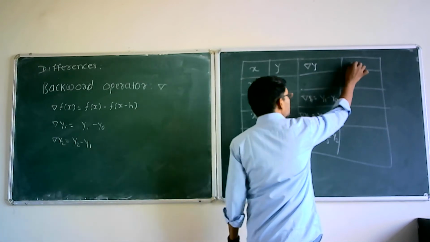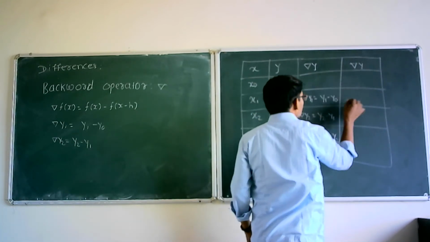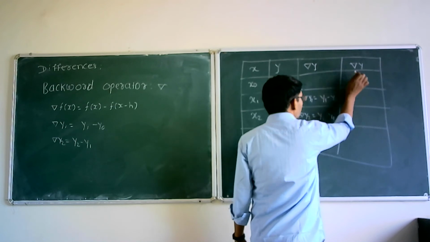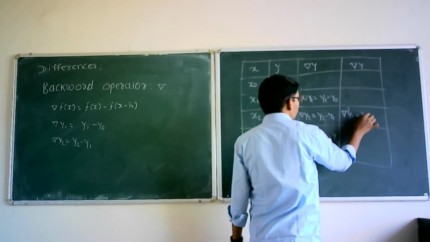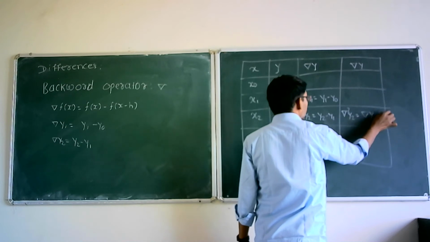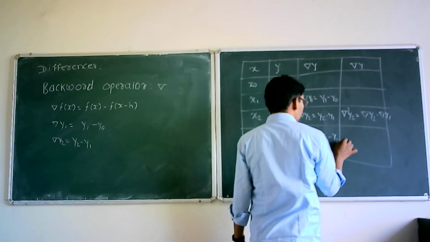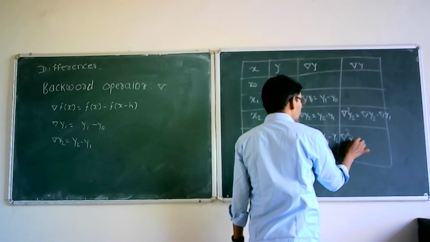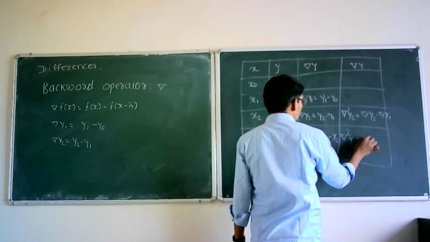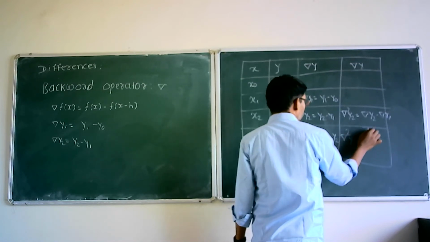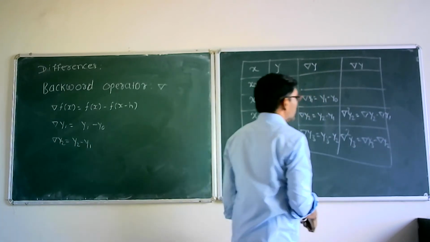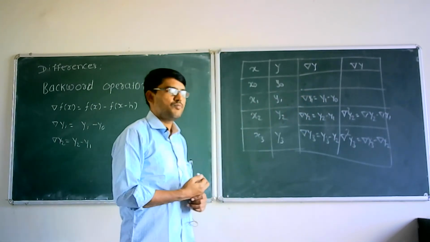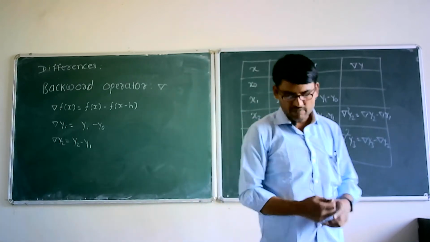So next, del square y. Del square y2 is equal to del y2 minus del y1, and del square y3 is equal to del y3 minus del y2. Okay, so this way you can find the forward difference table and backward difference table.